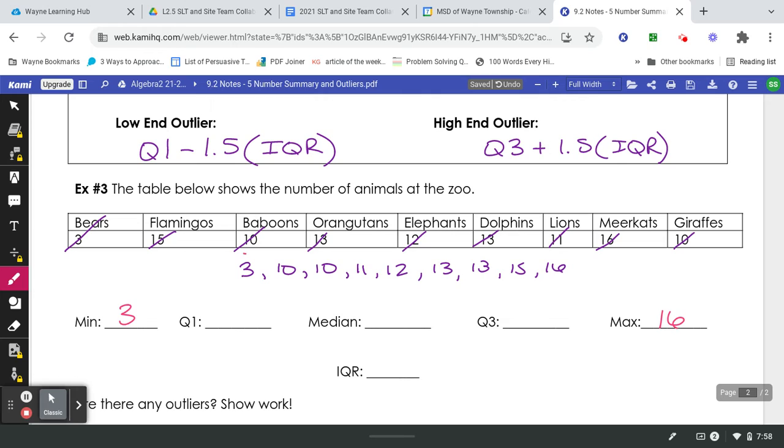median. Again, checking each one of these off. Median looks like it's 12. And then you want the middle of the bottom half and the middle of the top half. So the middle of the bottom half would be right there. Right between 10 and 10 is going to have to be 10. Right up here between 13 and 15 would have to be 14. All right, IQR 14 minus 10 would give us 4.